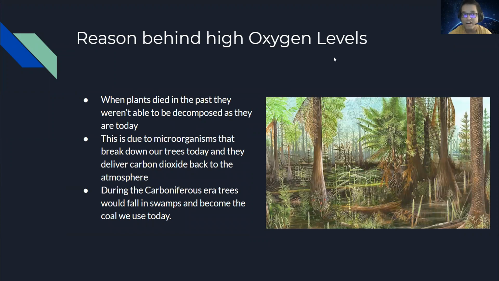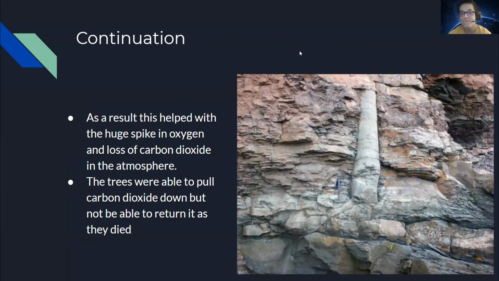The reason behind the high oxygen level was that when plants died in the past, they weren't able to be decomposed as they are today. This is due to the microorganisms that break down our trees today, and they deliver carbon dioxide back to the atmosphere. During the Carboniferous era, trees would fall in swamps to become coal that we use today, as I said earlier. As a result, this helped the huge spike in oxygen and loss of carbon dioxide in the atmosphere. The trees were able to pull carbon dioxide down in order to perform photosynthesis, but they were not able to return it as they died because they had no microorganisms to decompose them.